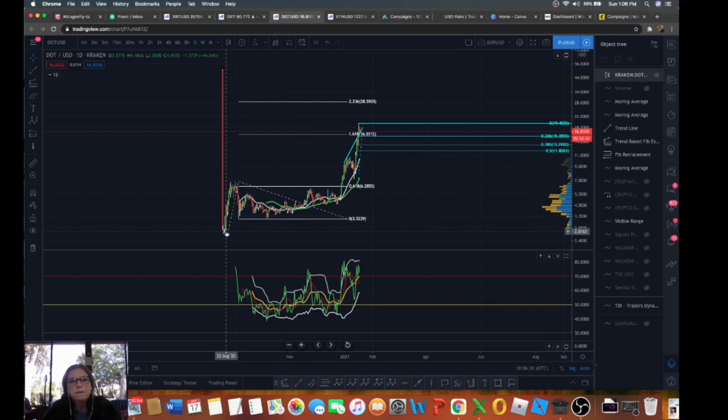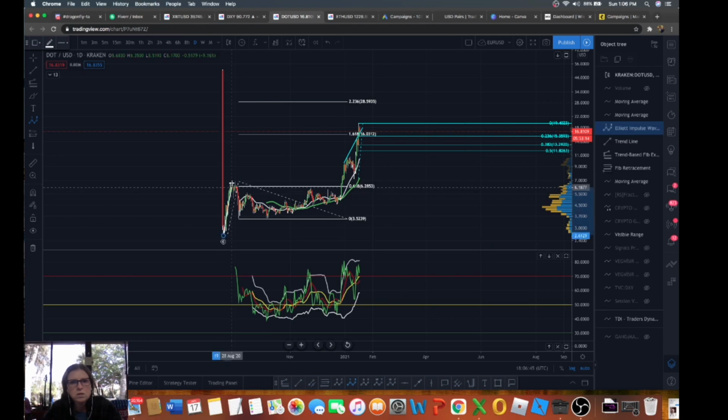because if this is wave 1 and wave 2 is in here or here, that's an awfully long wave 2. But to give DOT the benefit of the doubt, this could be wave 1 to here. This is 3. I'd like to see 4. Hold these fib levels and go on up for 5.